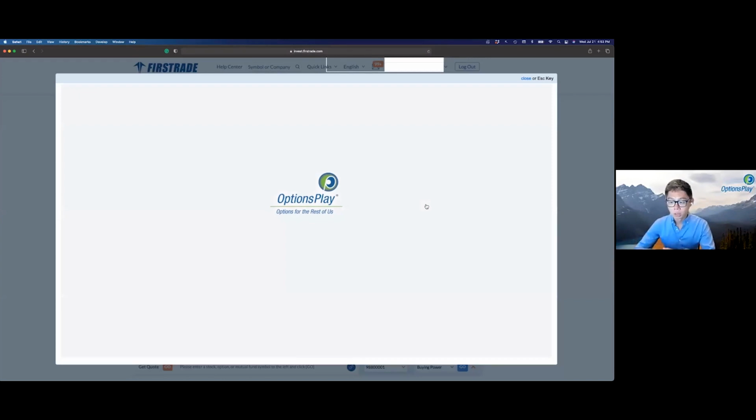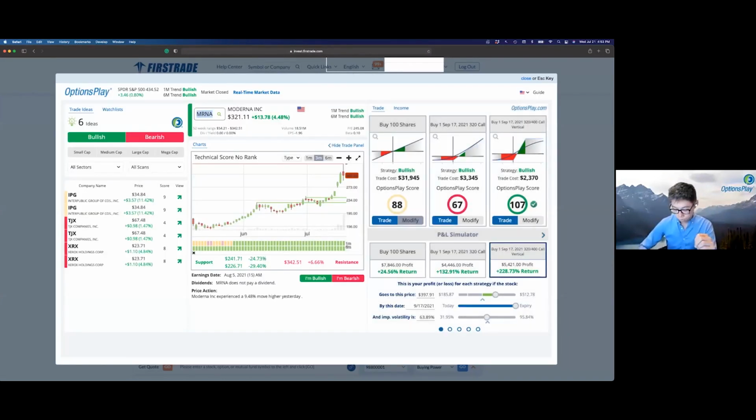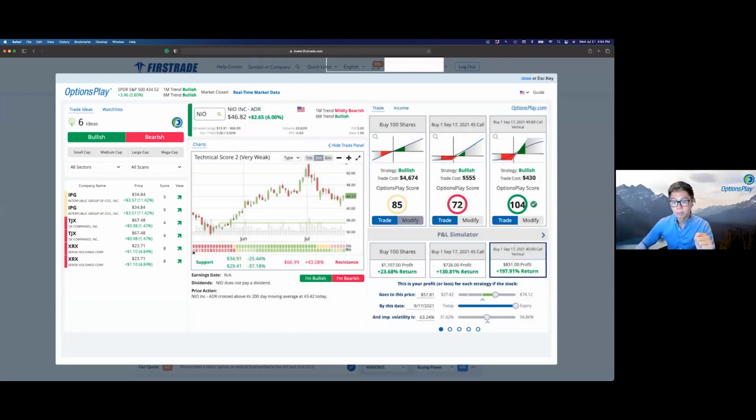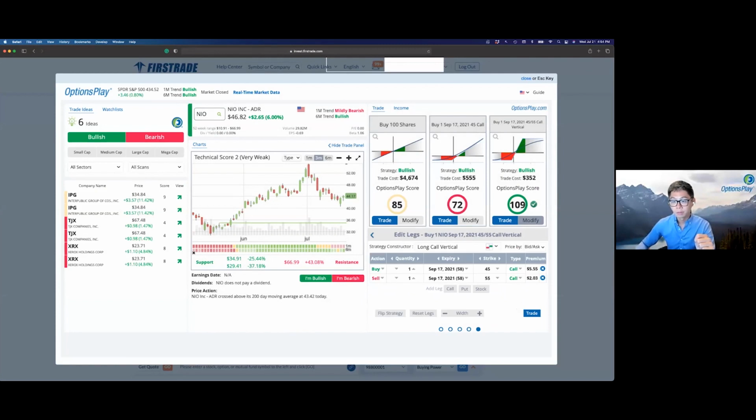But I will walk you through it just so you can understand. Let's go back to our NEO example for argument's sake, right? So NEO, we were looking at buying the 45-55 call spread on NEO, right? And the reason for that is because we're using the September 17th, which is 58 days from expiration.